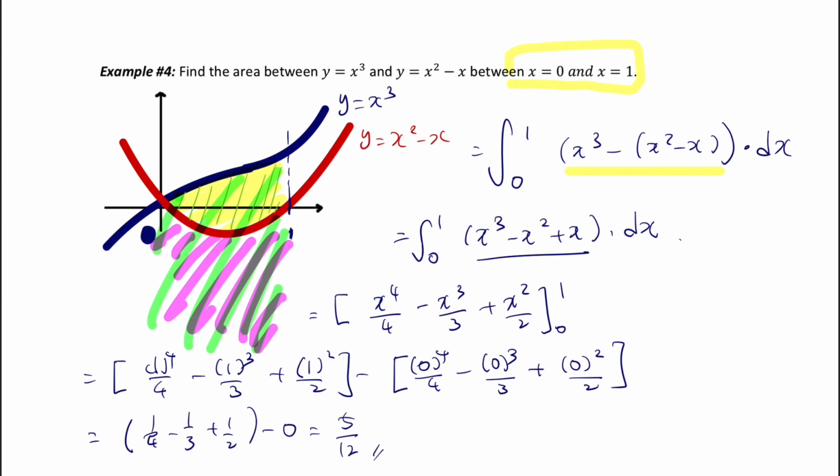Make sure you check your GDC. Make sure you use your GDC and see whether you get the correct answer, okay? So make sure you use the GDC to see whether you have the same answer as when you did the manual process, okay?